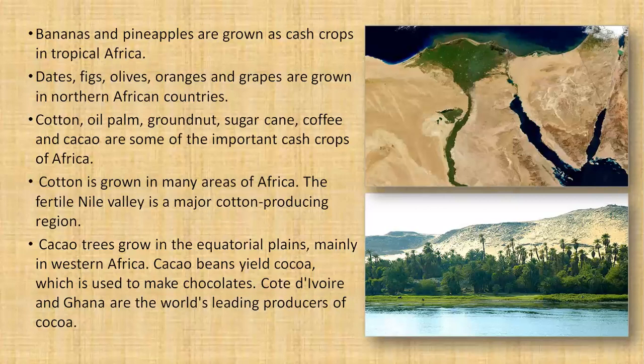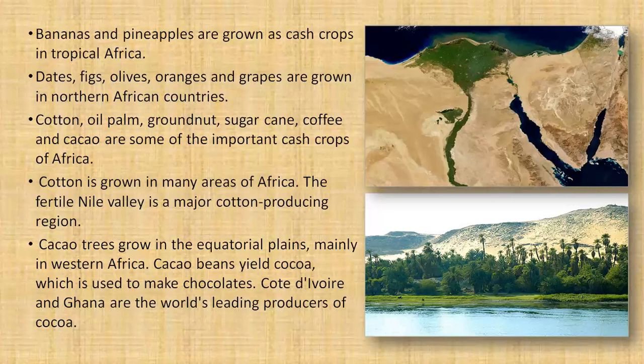Then cocoa trees are grown in the equatorial plains, mainly in Western Africa. Ghana, we are going to study in this same chapter, the cocoa and cocoa plantation. Cocoa beans yield cocoa, which is used for making chocolates. Cote d'Ivoire and Ghana are the world's leading producers of cocoa. These are very important things you have to remember in this chapter.